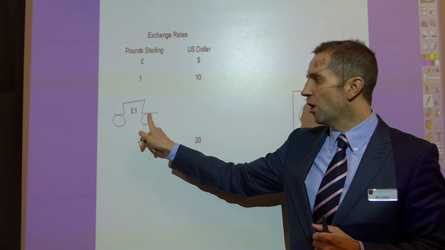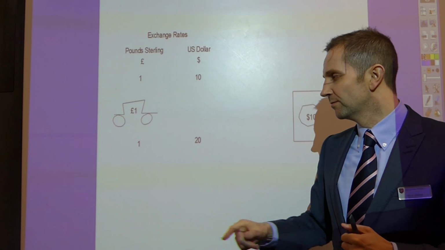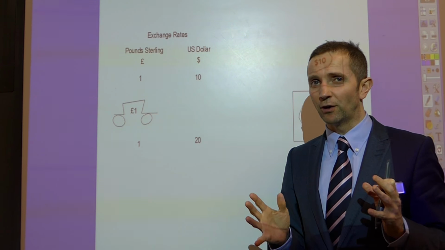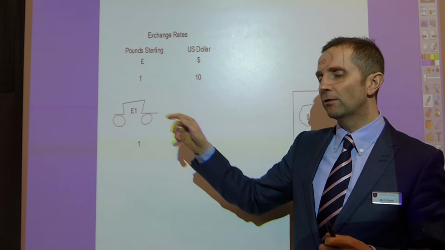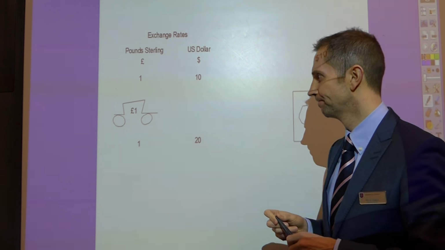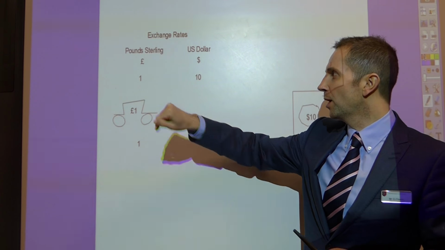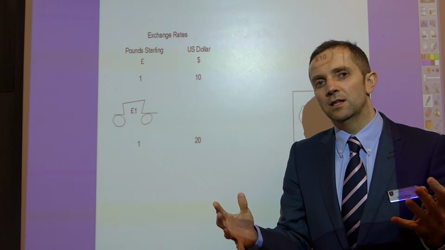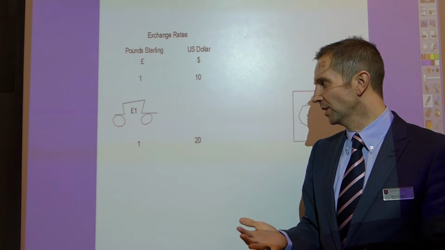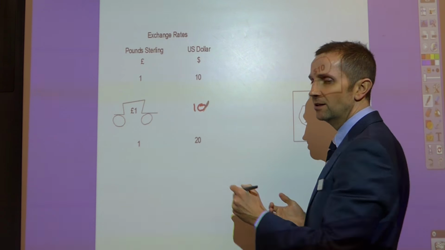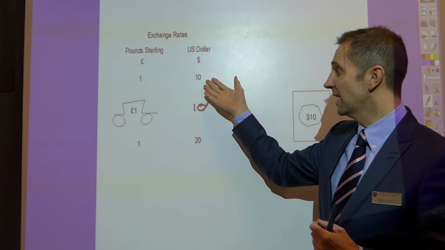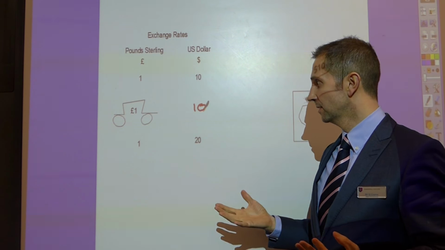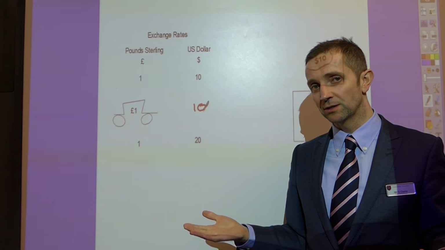I'm using the example of a car here. Nice drawing. Art was never my forte. So a car being produced in the UK, let's say for the sake of argument, to keep things nice and simple, a car in the UK costs £1. Now, at an exchange rate of £1 to 10 US dollars, how much will it cost the American to buy that car? Well, obviously, it will cost them 10 US dollars because that is the exchange rate. 10 US dollars will buy £1 worth of UK good or service, and hence at that exchange rate it costs 10 US dollars.